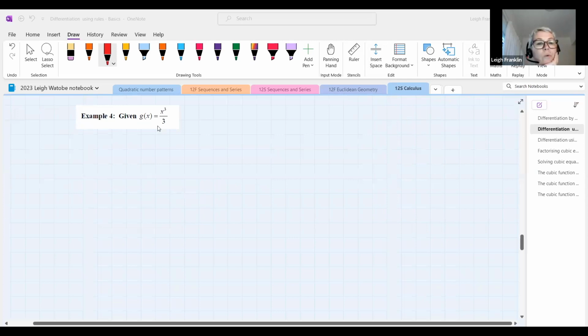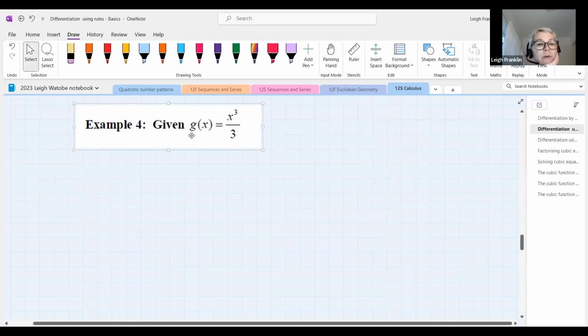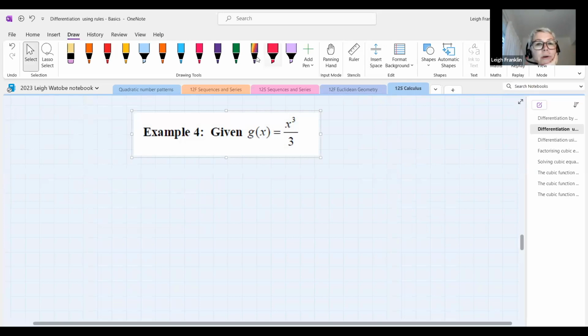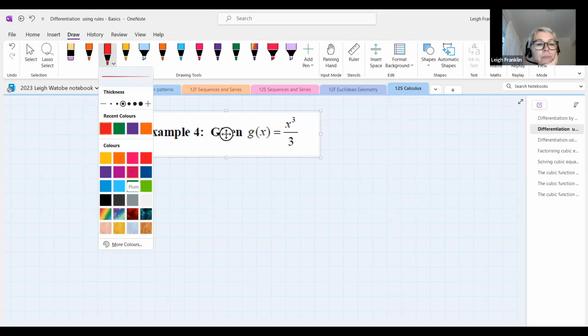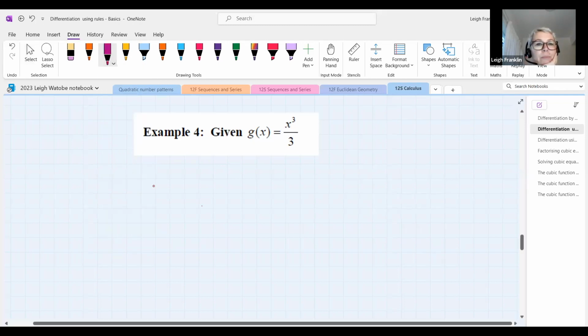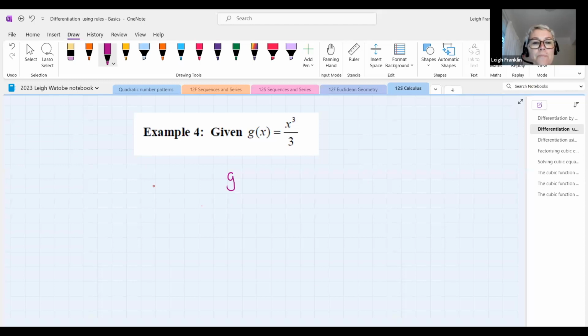Lovely. Let's do one more. Who wants to do this one? Any brave person want to try this question? Leanne, awesome. Go for it, Leanne. What would you write? G prime x is equal to 1 over 3 x cubed.